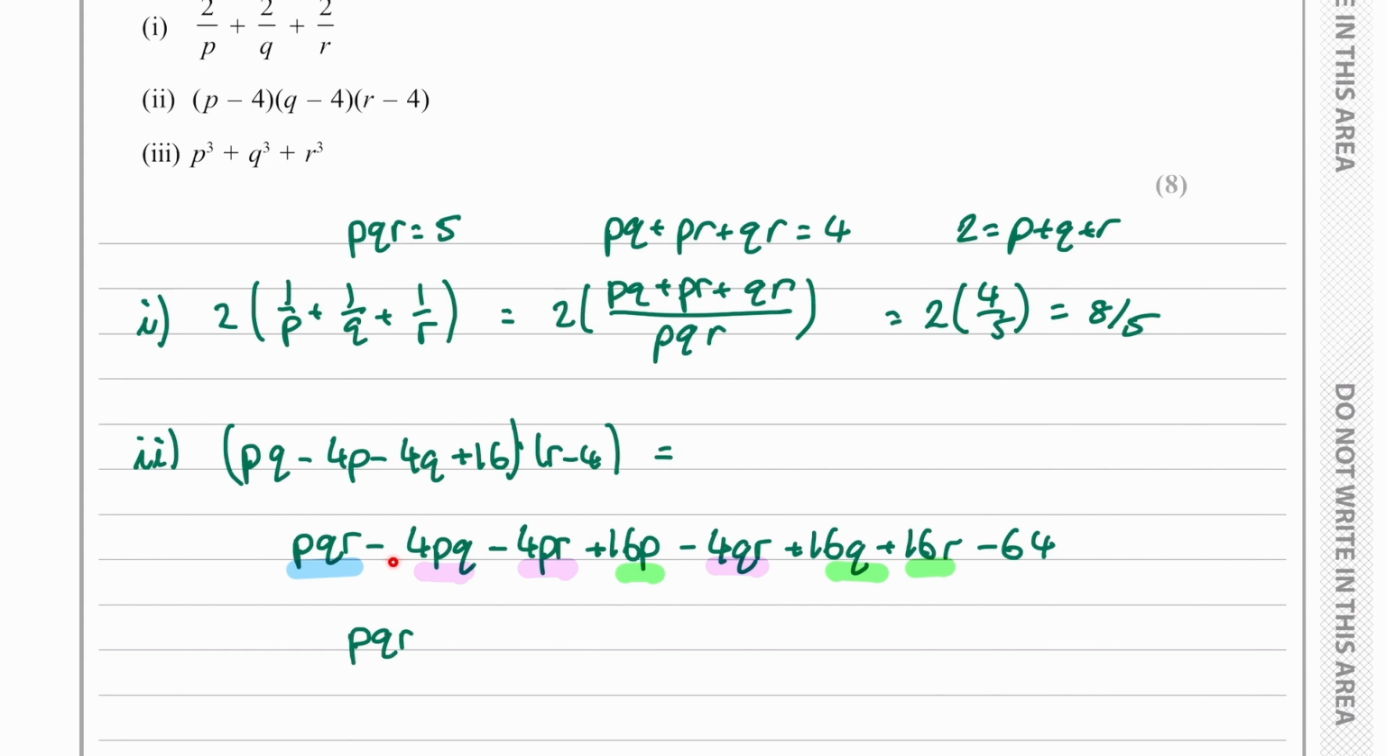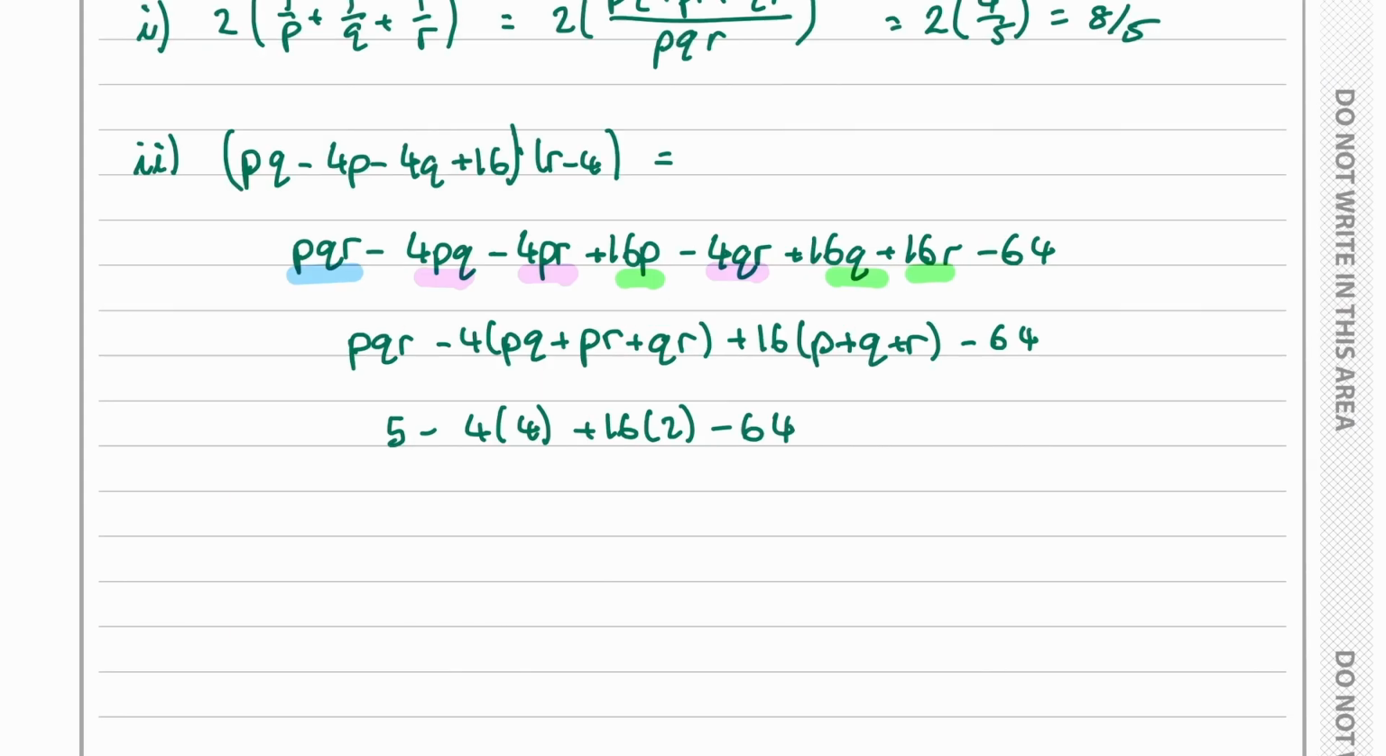We'll pull out the negative 4 for the product pairs, and we'll pull out the positive 16 for the individual roots. And then we have this constant of negative 64. Again, we can substitute in these known values here and here. And we can work this out, and we get negative 43. So that's part B.